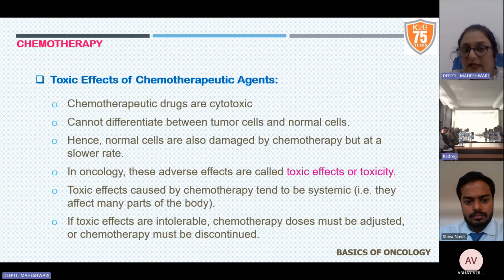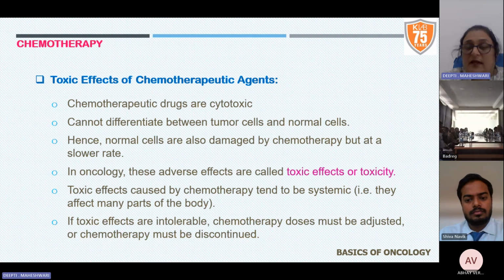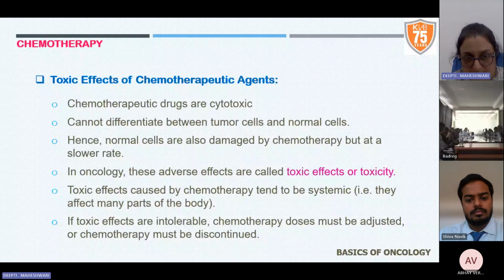In oncology, the side effects which are associated with the chemotherapeutic drugs are called toxic effects, or toxicity. So here in oncology, you will see adverse effects or toxic effects being used when we talk about all chemotherapeutic agents. Toxic effects caused by chemotherapy tend to be systemic. Why systemic? If the chemotherapy that you're given is systemic in nature, then the side effects also will be systemic. That means they will be seen all throughout the body.